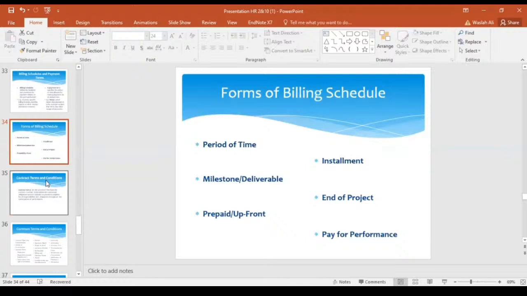Similarly, our next type is pay for performance. These types of billings are issued when performance criteria, usually established in an agreed-on scoreboard, are met. So when the agreed performance is delivered, then these types of billings are paid.